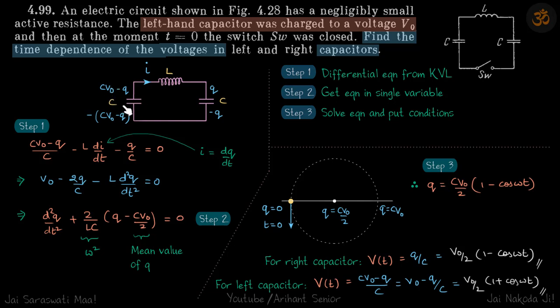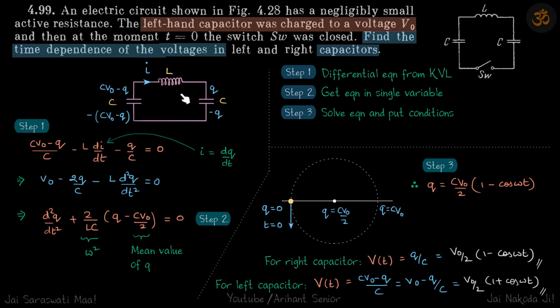So initially the left capacitor was charged to CV0. Let's say after time t, Q charge has disappeared from here and it is collected here. So the charge on this capacitor is CV0 minus Q, on this it is Q, and let's assume the current to be I.